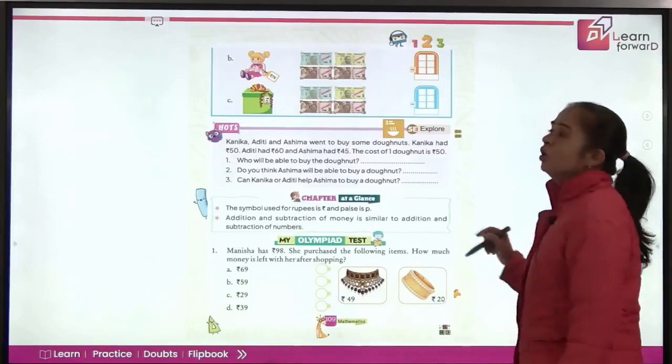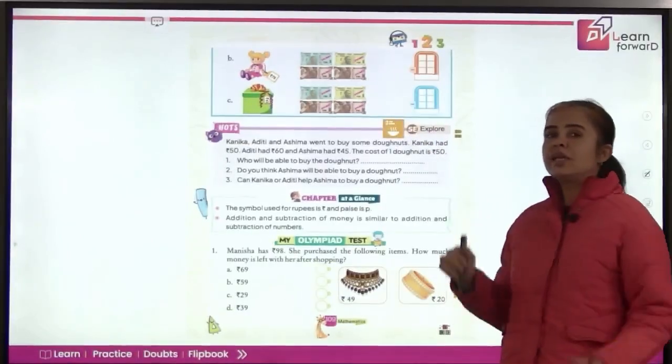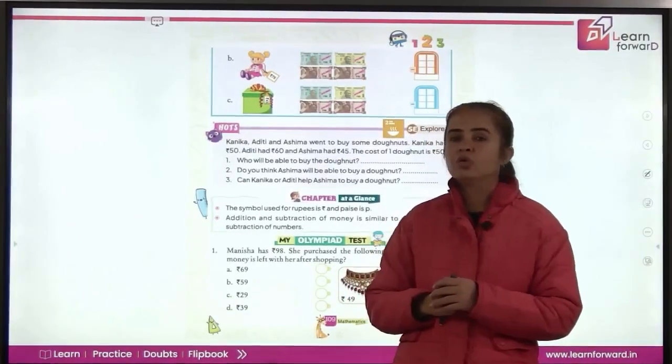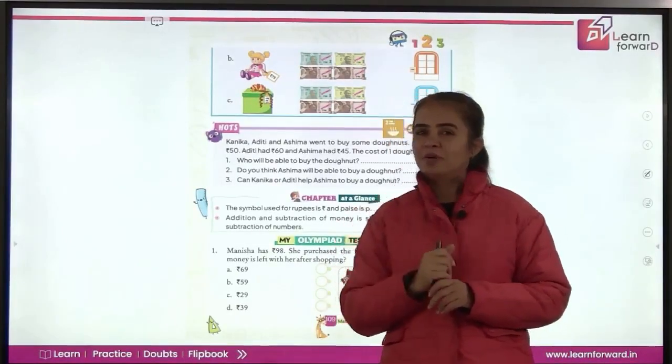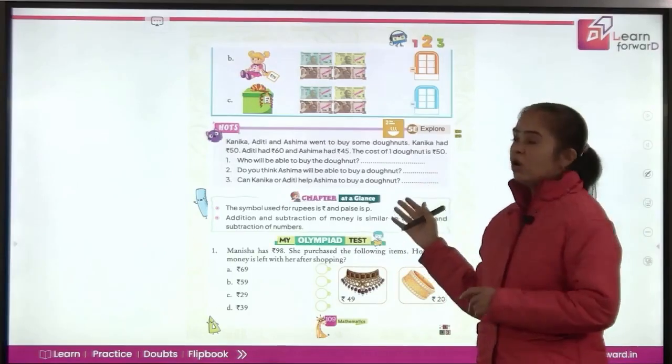So, this is how you have to do it for these two parts, and always do that when you go shopping and buy something. You must know how much money you will get back from the shopkeeper if you give more. Now, here are HOTS questions for you.